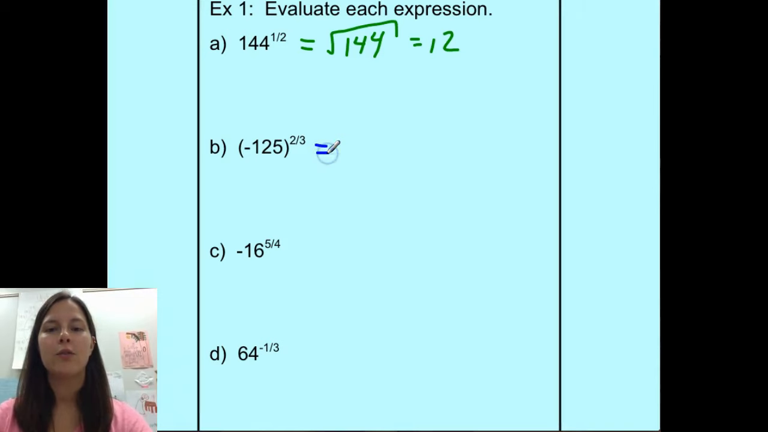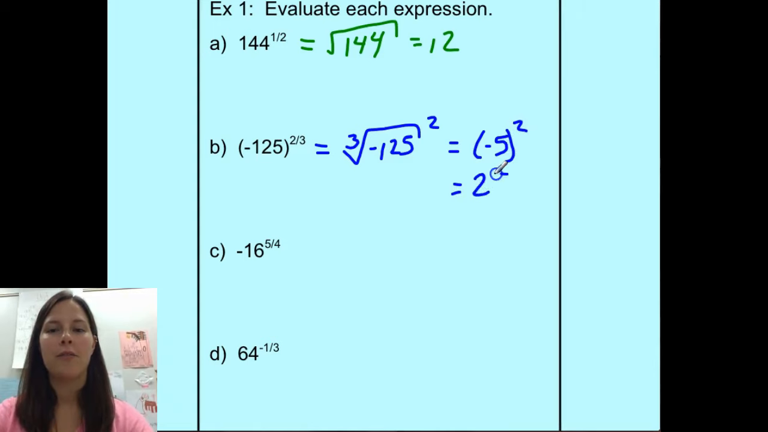Negative 125 to the 2/3 power. When you're evaluating a power that has a numerator and a denominator, the denominator is the root. The root will make the number smaller, where the power will make the number bigger. So when you are doing this without a calculator, which you will be expected to do, take the root first, because who knows what 125 squared is? That's most definitely not something that I expect you to memorize, but you should know the cube root of 125, and then we'll take that to the second power. Cube root of negative 125 is negative 5, and negative 5 squared is 25.